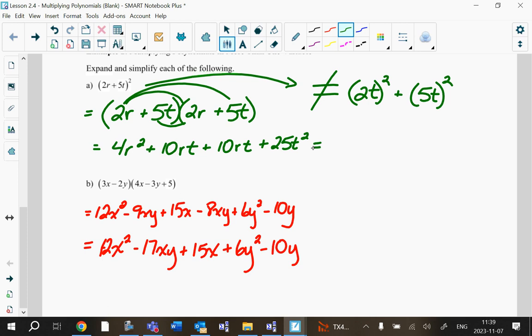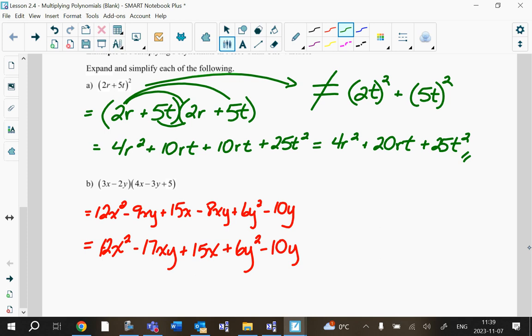We can combine just the two in the middle to get a final answer of 4r squared plus 20rt plus 25t squared. Okay?